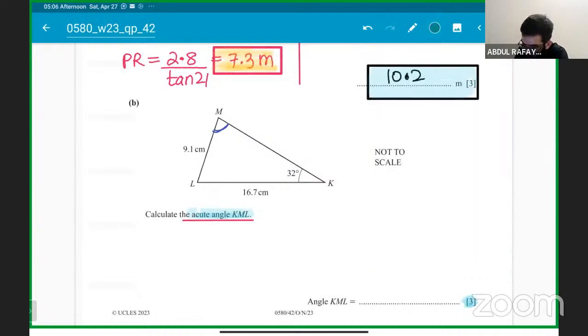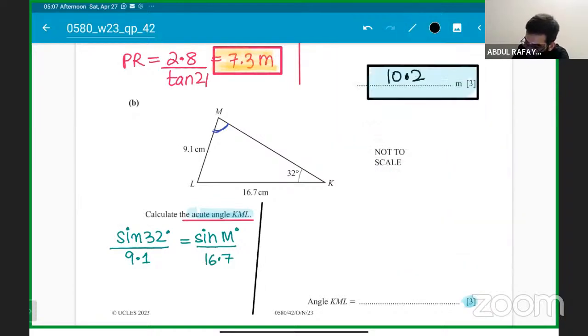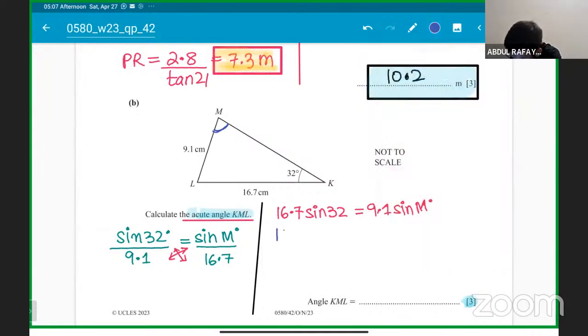So what we can do is apply the sine rule, students. So sine 32 degrees over the opposite value, and sine m degrees is equal to this formula. When we don't have a right angle triangle, we know what to apply. Make sure, as I always taught you, to do it one time only. Just cross multiply first, okay? Everyone getting it, guys? Then show the final step: 16.7 times sine 32 divided by 9.1 is equal to sine m.